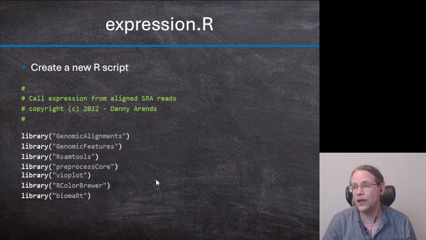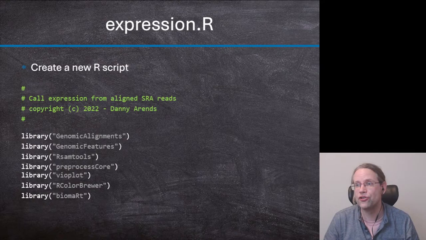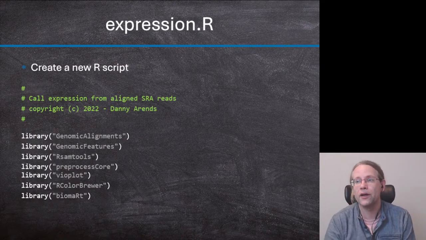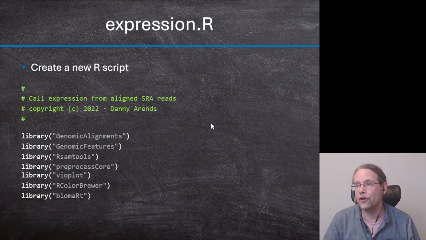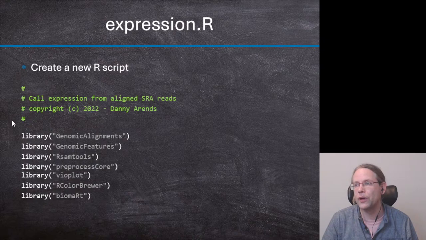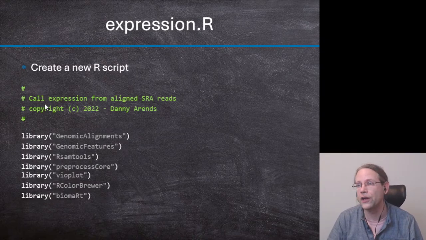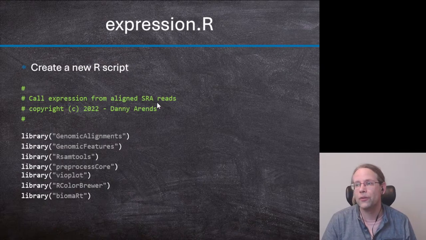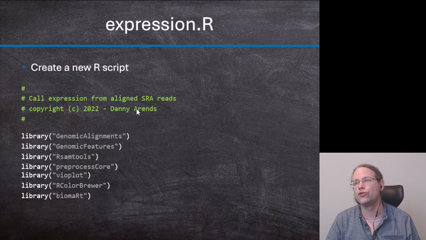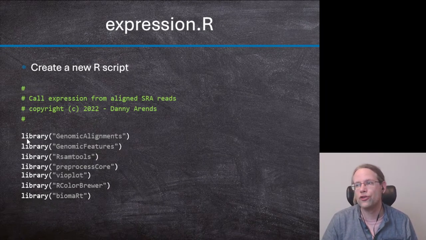All right, so after that, it's of course creating a new script. The script that we will be creating is the expression script. That's what I called it. You can find the whole script online, down in the comments. Every script that we create has these hashtags at the beginning telling you what the script is for. So the script that we're going to write is: call expression data from aligned RNA-Seq reads. Add a copyright statement to it just to be sure. And then we're going to load all of these libraries that we just installed: GenomicAlignments, GenomicFeatures, SumTools, preprocessCore, vioplot, RColorBrewer, and biomaRt, so that we have all of the functions available.